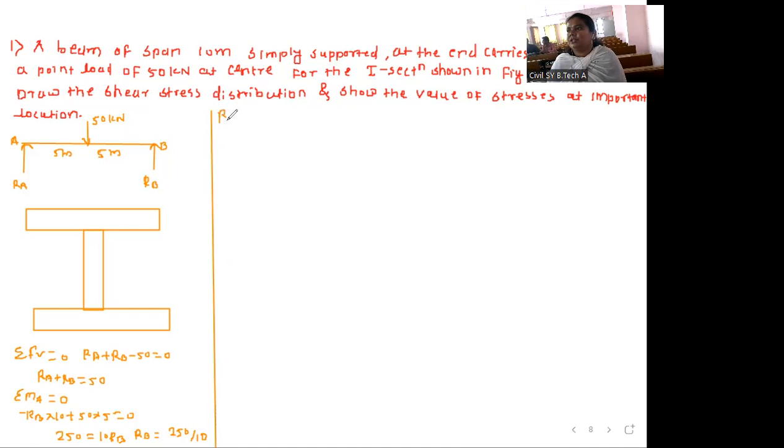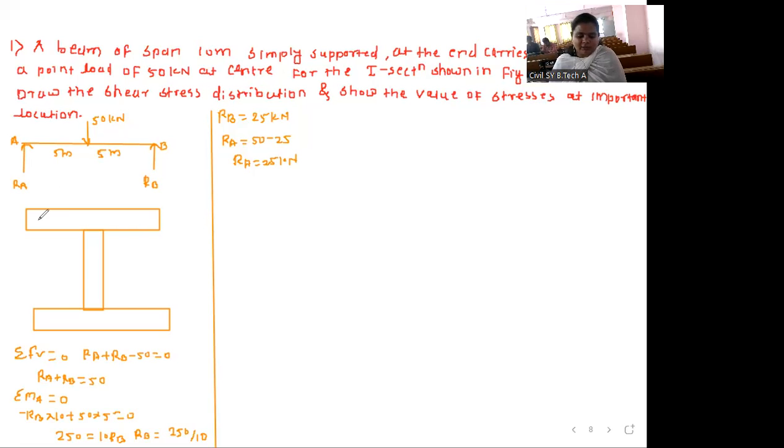So RB is equal to 25 kilonewton, and then RA is equal to 50 minus 25. So RA is again 25 kilonewton. Without calculating this, please remember a 50 kilonewton force is there. Out of that 50, half will be carried by the A part and half by the B part. So without calculation, you will get this answer.